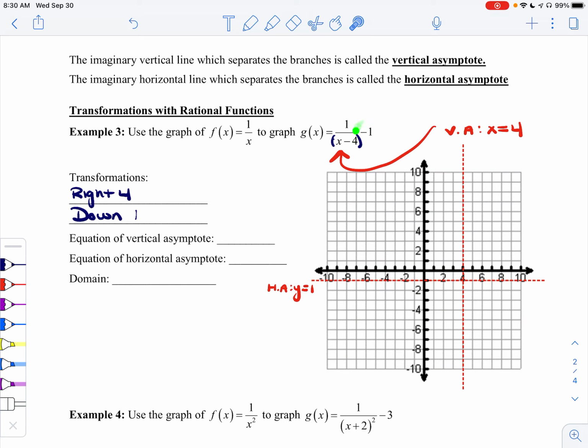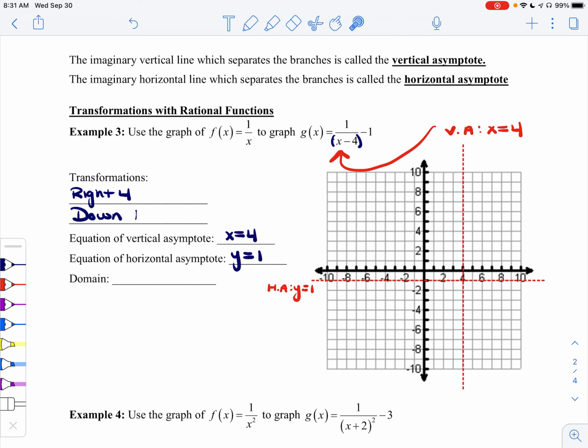So whatever we're shifting up or down, that's going to give us our new horizontal asymptote. All right, so the vertical asymptote is now at x equals 4, and our horizontal asymptote is now at y equals 1. And one thing I want to point out with these is that asymptotes have to be written as an equation. So it's important that you always write the x equals part of the vertical asymptote and the y equals part of the horizontal asymptote.